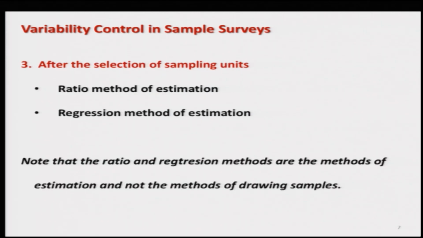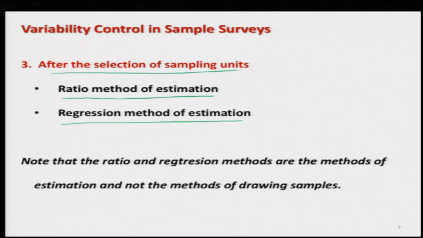And third option is this: once you have collected the sample, then we always try to estimate some parameters. Those parameters can be population mean, population variance and other things. So, once we have got the sample, which statistical tool can be used which can give us the statistical inference with lower variability. Under this clause there are two very popular methods in sampling theory: one is the ratio method of estimation and the other is the regression method of estimation.